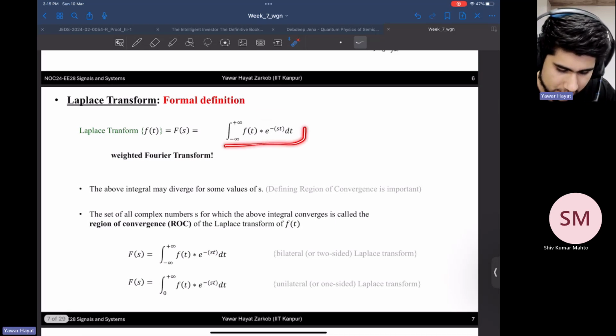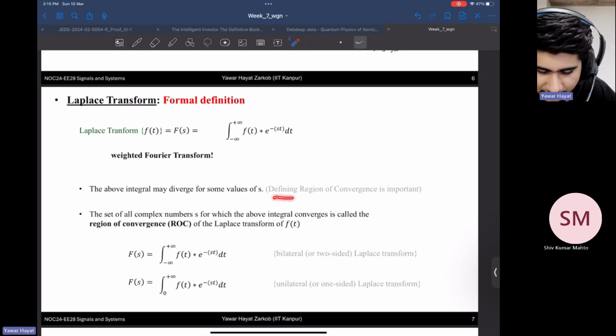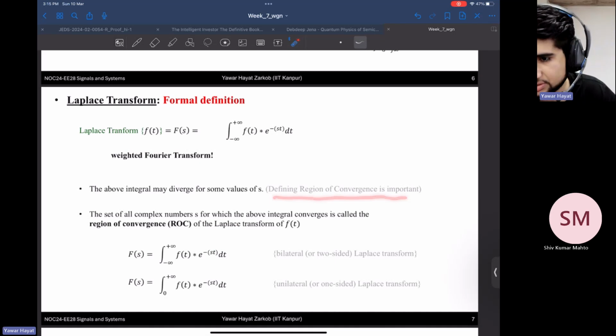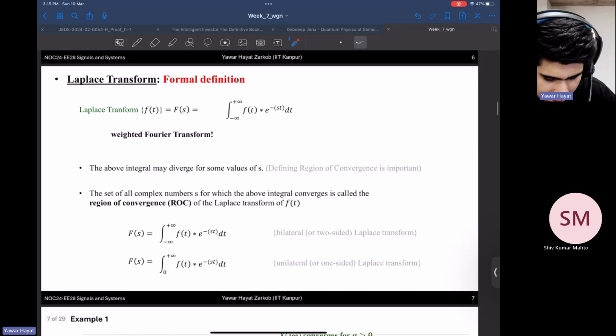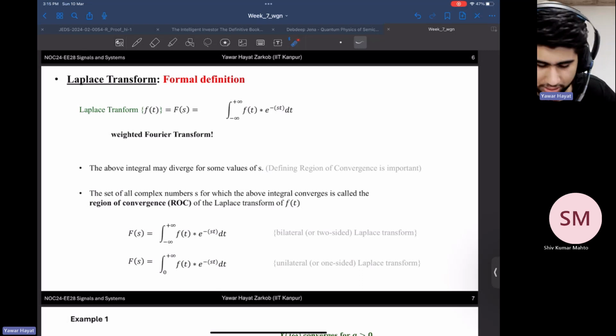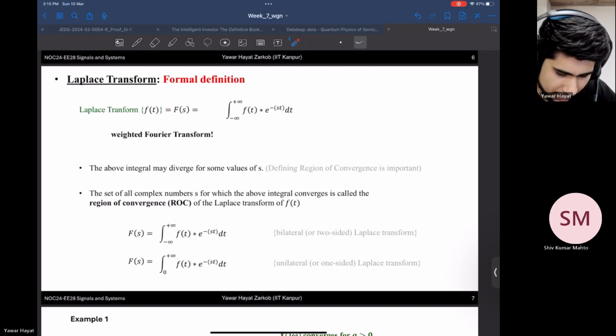And this integral may diverge for some values of s, right? And so defining this region of convergence is important. We'll take some examples on that. So the set of all the complex numbers s for which the above integral will converge, that set would be the region of convergence, ROC, of this Laplace transform of f of t, right?